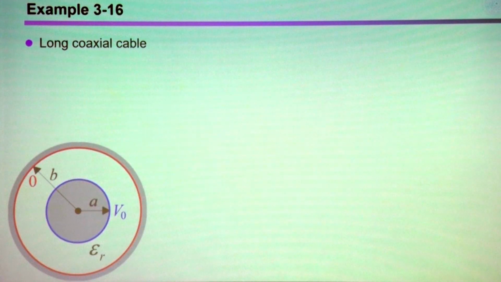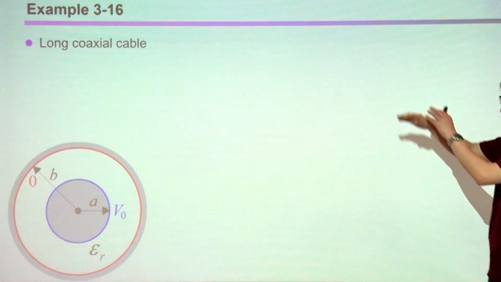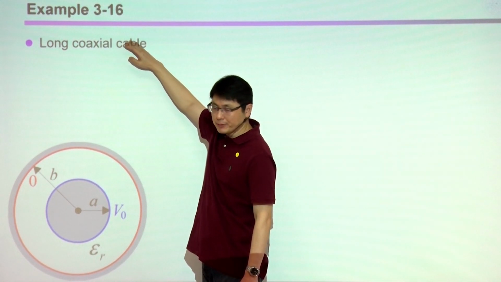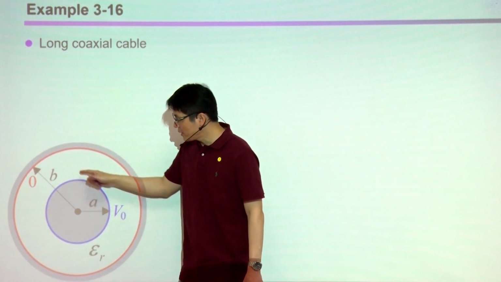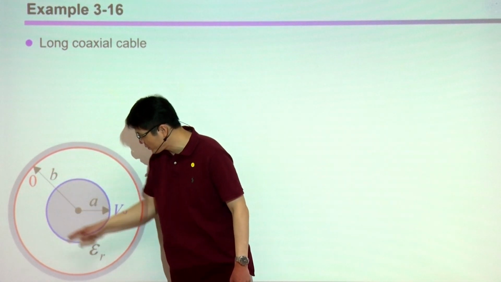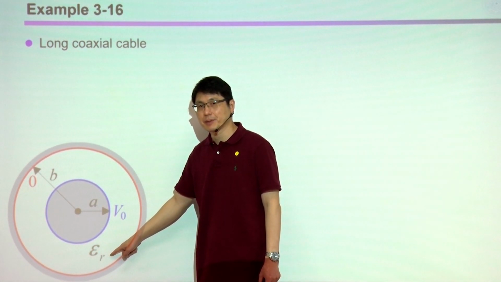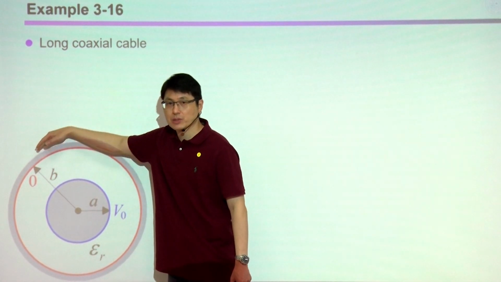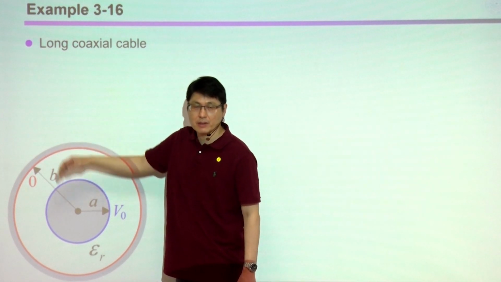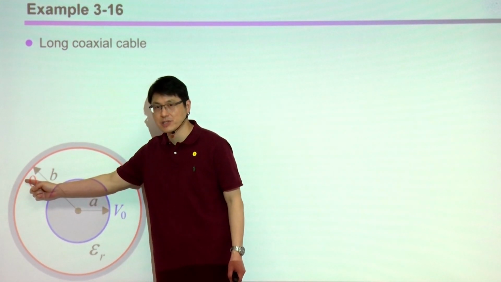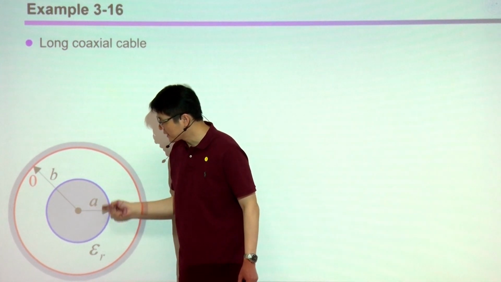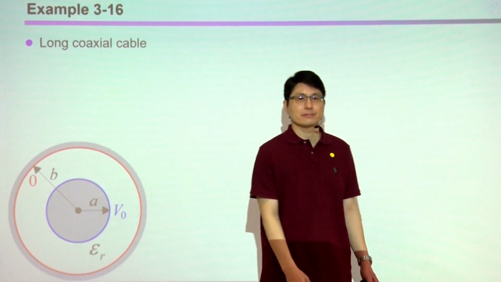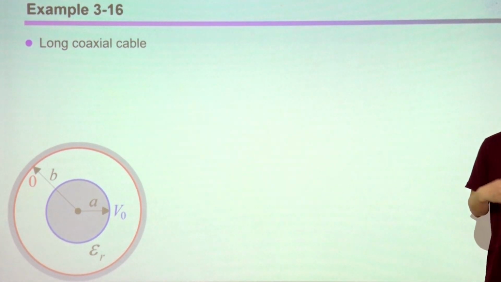Okay. One last case, and we close this part on statics. I have a very long coaxial cable, so this is metal, and I have some dielectric filling with relative permittivity epsilon r, and I have the outer metal, which serves as the ground. Okay? Ground means the potential is 0. So the inner conductor is having a high potential, V0. This is the case we studied previously.